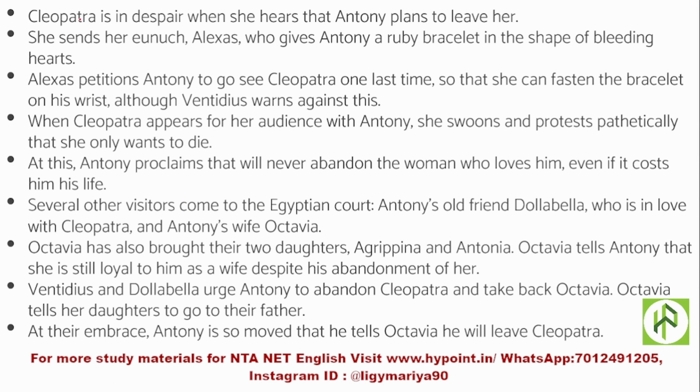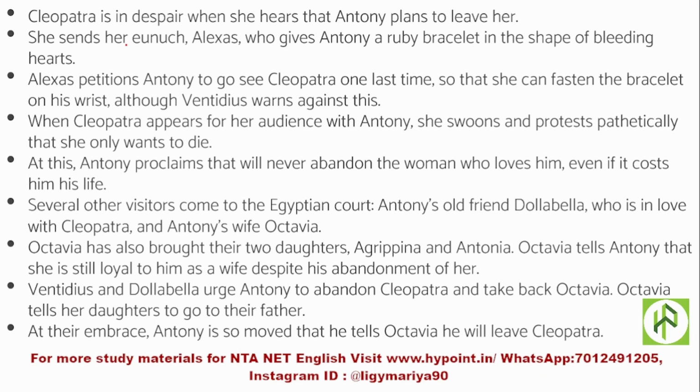Now what happens? Cleopatra is in despair when she hears that Antony plans to leave her. Cleopatra doesn't want Antony to give importance to anything more than herself. Antony should always be brimming with Cleopatra, because that's what Cleopatra wants. So this greediness that Cleopatra had, or jealousy, or love maybe to some extent, acted as a kind of poison, or as a cause for both of these people's deaths, which we will see later. And she is so in despair when she hears that Antony plans to leave her.